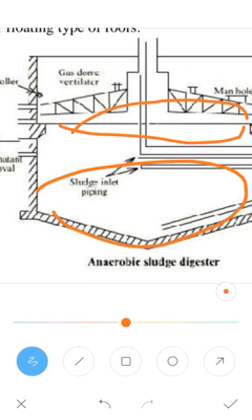In the anaerobic digester, there are two types of anaerobic digesters. One is the standard rate sludge digester, and the other is the high rate sludge digester. So these are the two types of digesters.